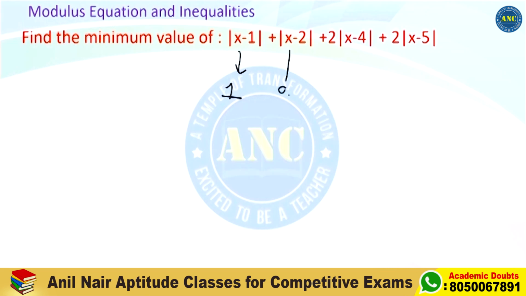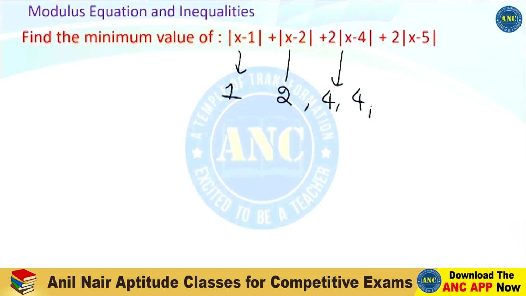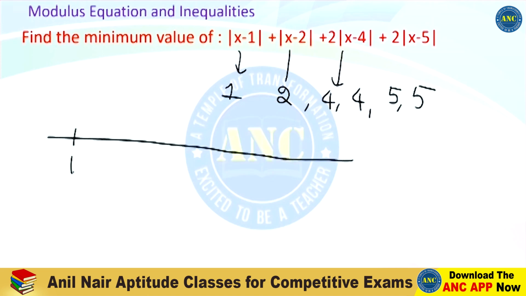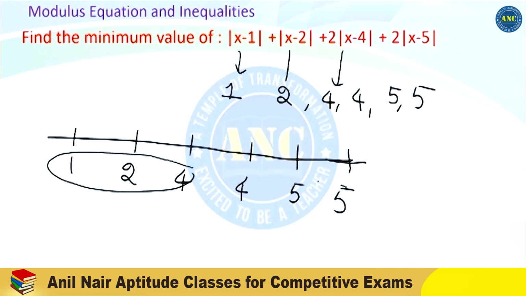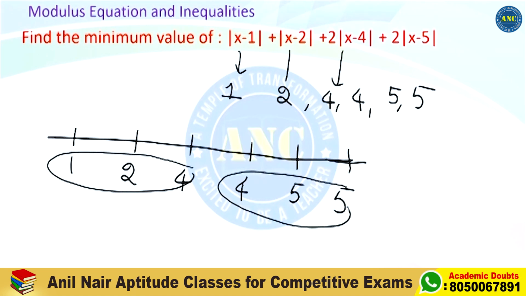These are 1 and 2. So 2, these are nothing but 4 comma 4, these are nothing but 5 comma 5. Write down on a number line: 1 and 2, 4, 4, 5 and 5, and 5. 3 to the left and 3 to the right. Between 4 to 4, there is no integral value. 4 less than or equivalent to x less than or equivalent to 4. That is nothing but x minimum equivalent to 4.